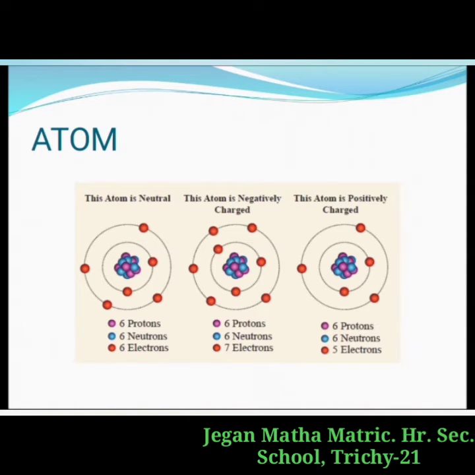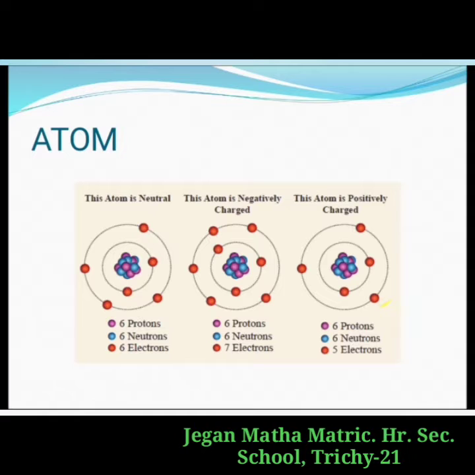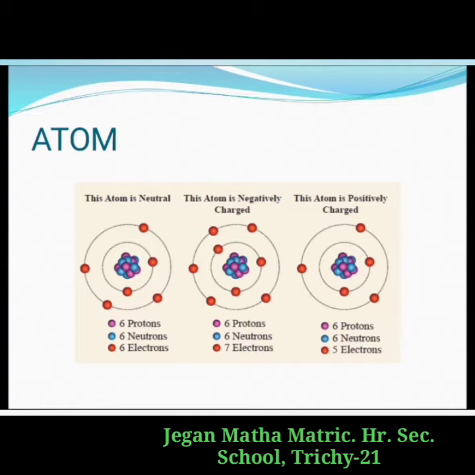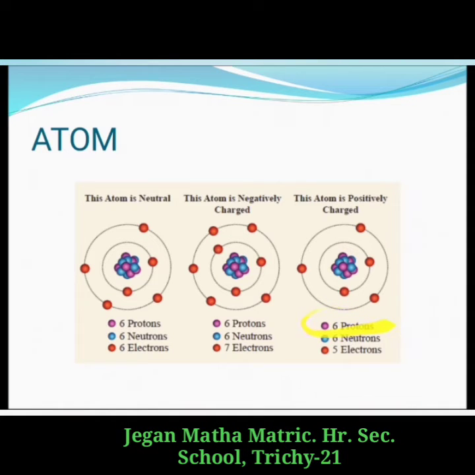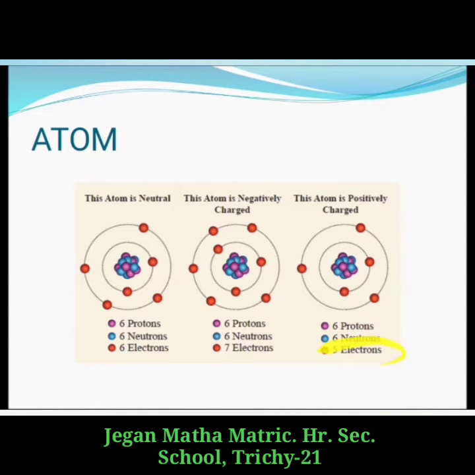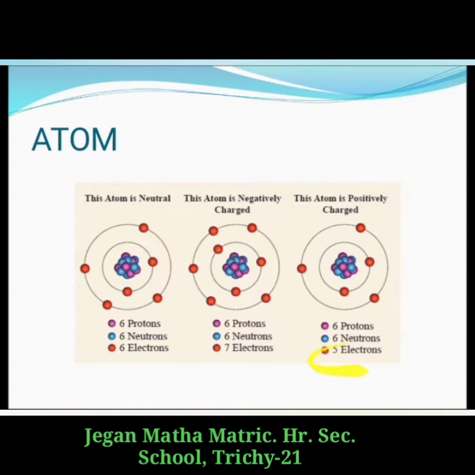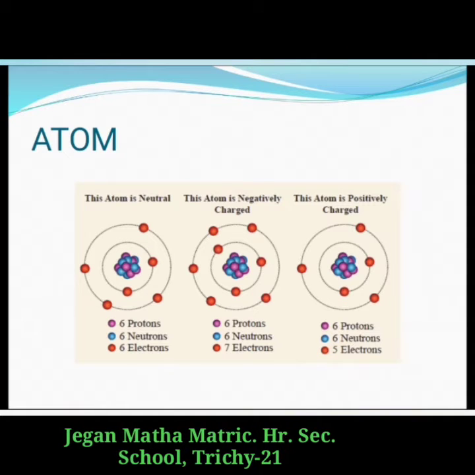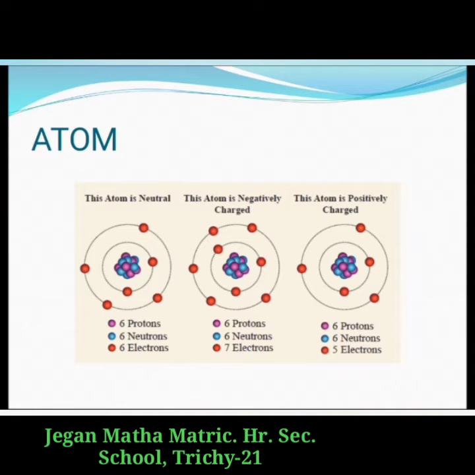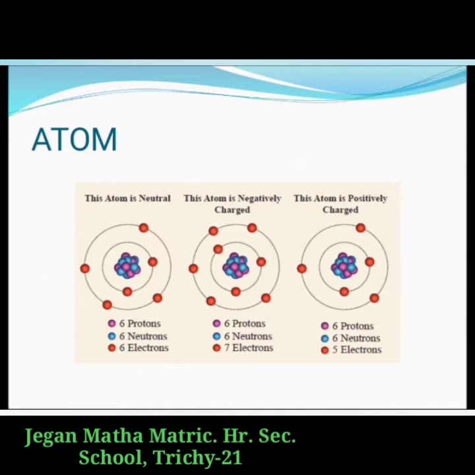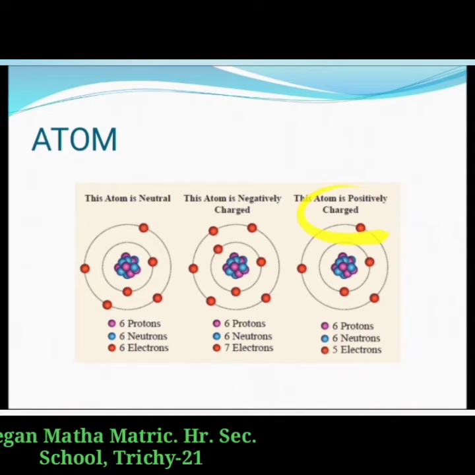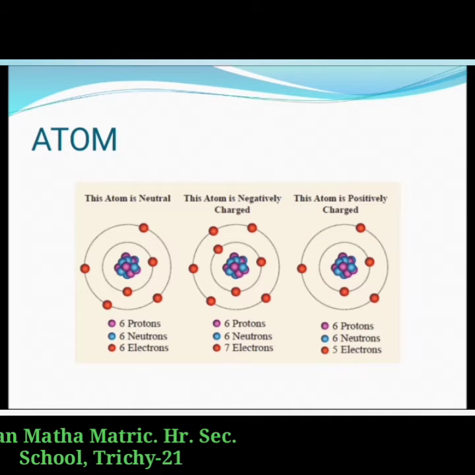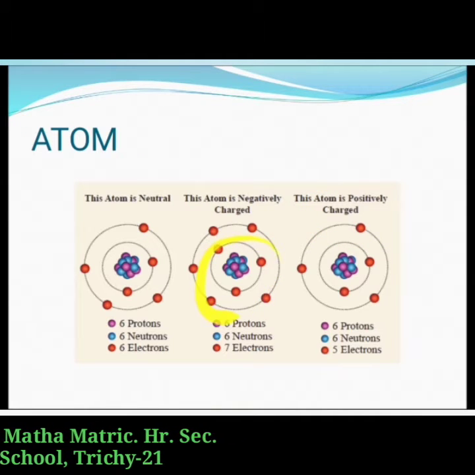But see this third picture. Here this atom is positively charged because inside the nucleus 6 protons are there, but electrons only 5. Here one electron is removed from the atom, so the atom becomes positively charged. Then it is called a positive ion. Here see the second picture.